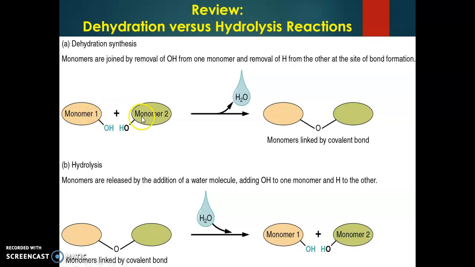I need to destabilize these two monomers. To do so, I take an OH off one and an H off the other. There's where my water comes from. And now here's that oxygen bridge that we also saw in the animation to connect and stabilize these two monomer units. Or in reverse, let's say now you want to break down that polymer that you made.